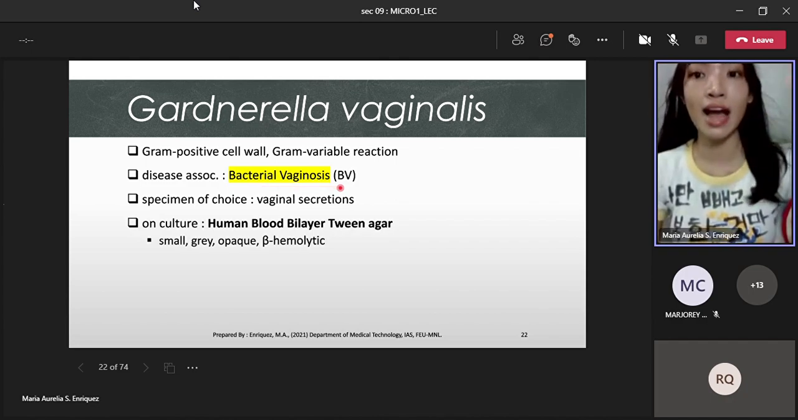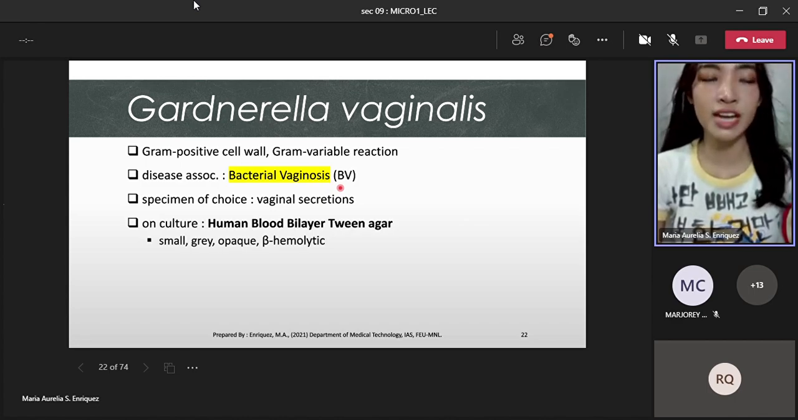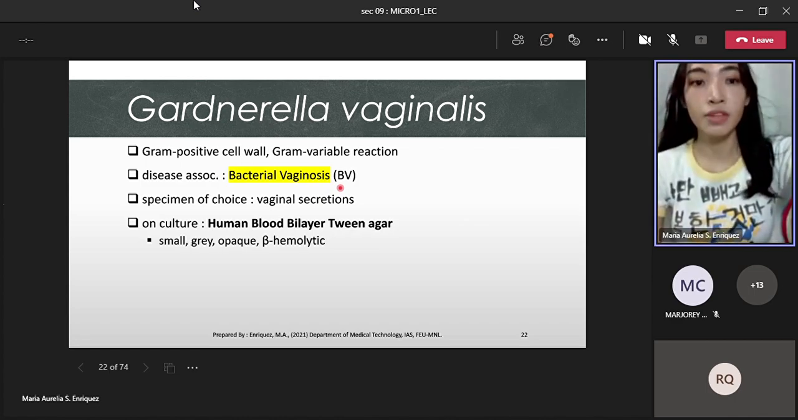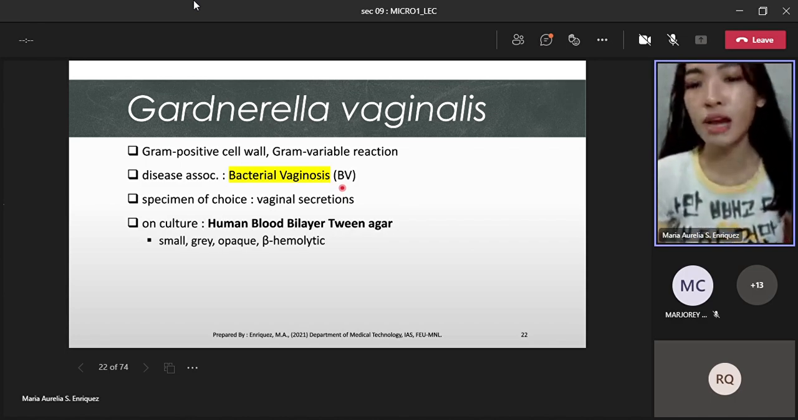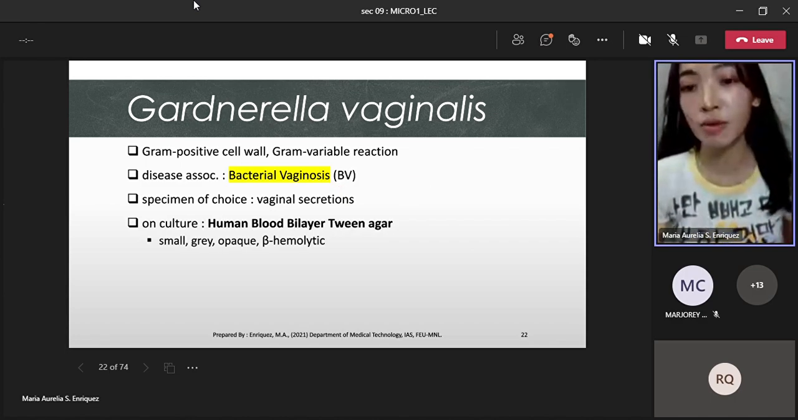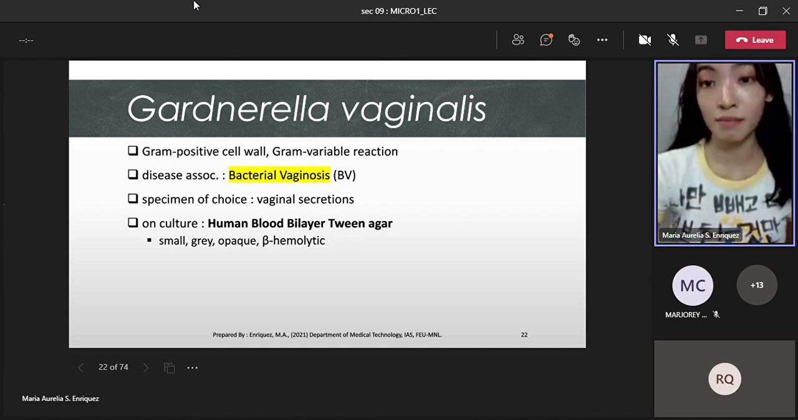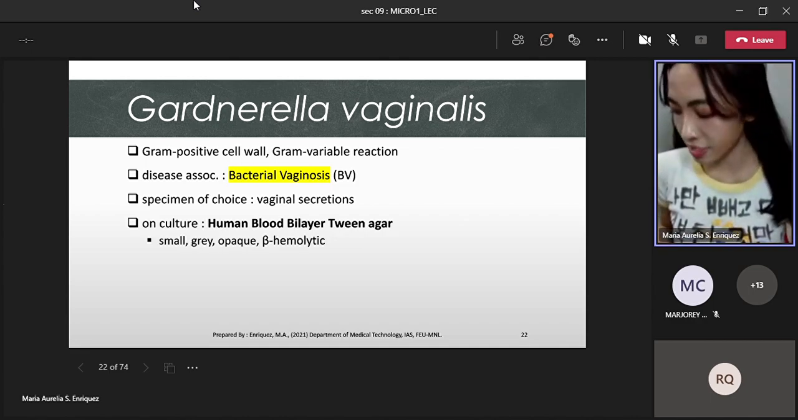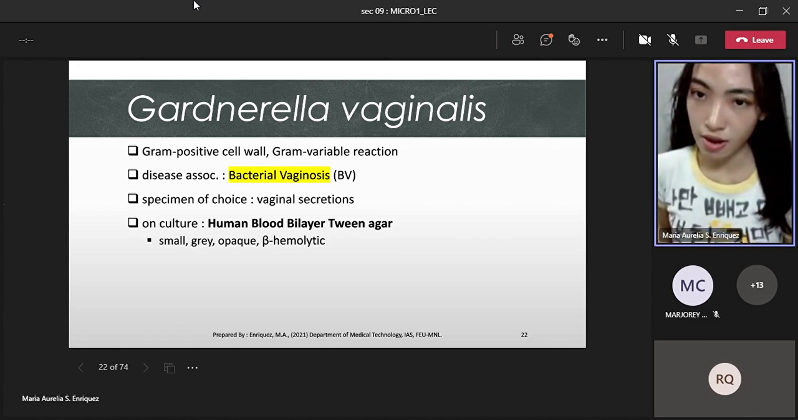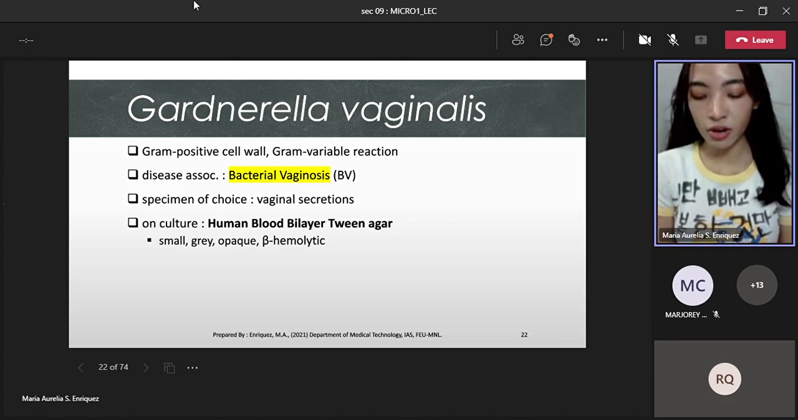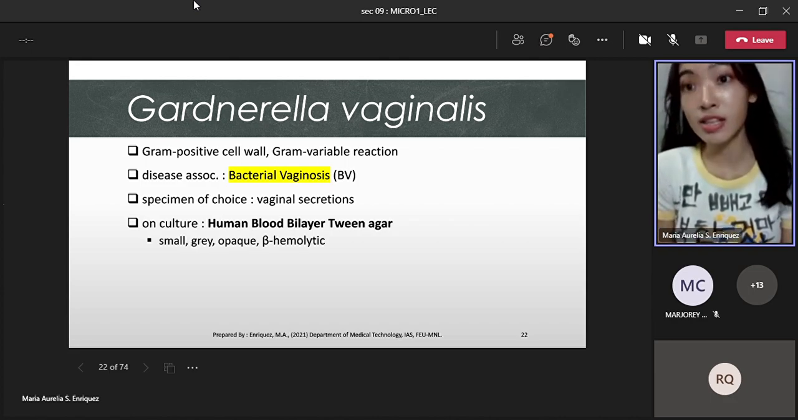So papunta na po ng alkaline yung pH ng vaginal area ng pasyente if they have bacterial vaginosis. So this generally results from a reduction of the lactobacillus population in the vagina, followed by the increase of vaginal pH. So di ba po, na-discuss natin during our discussion on commensal bacteria yung mga reasons as to why they colonize a specific area in the human body.